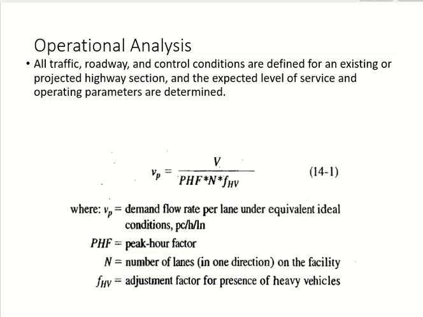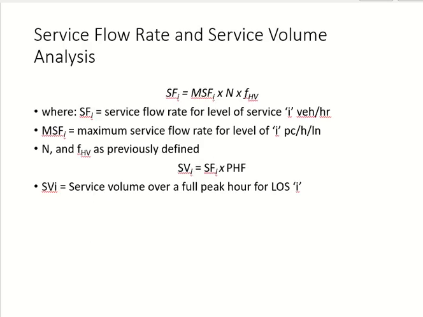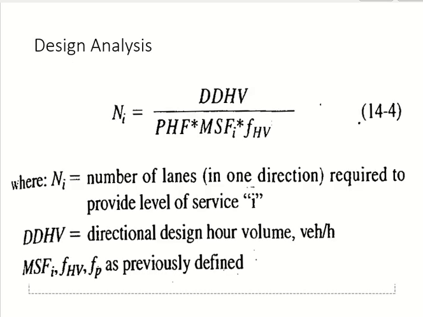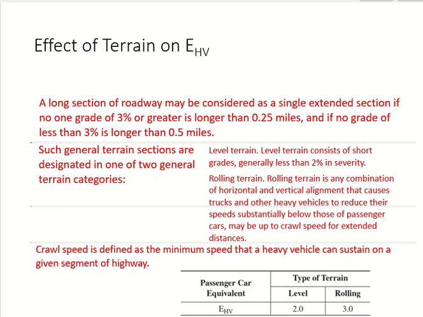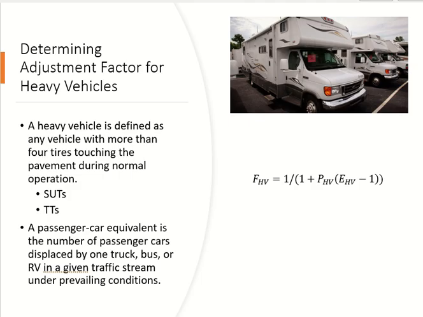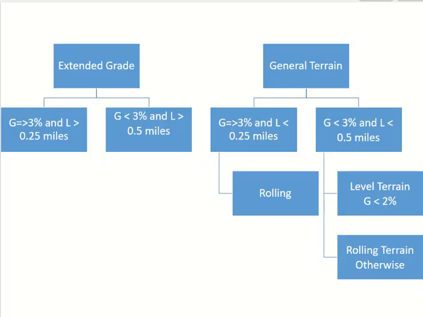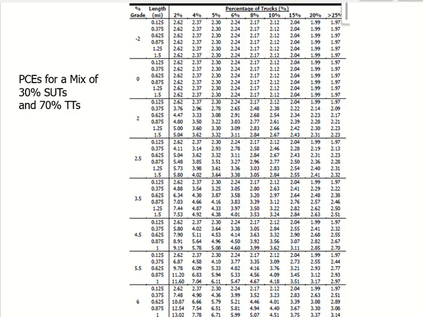Using the free flow speed you can do operational analysis to find out level of service. You can do service flow rate analysis to find out service flow rate and service volume, or you can do design analysis to find out number of lanes. In all these we need the factor for heavy vehicles. So in this factor we need the equivalency factor, and that depends upon terrain. I showed you this graph, so you can select your terrain conditions based upon the length and the gradient.